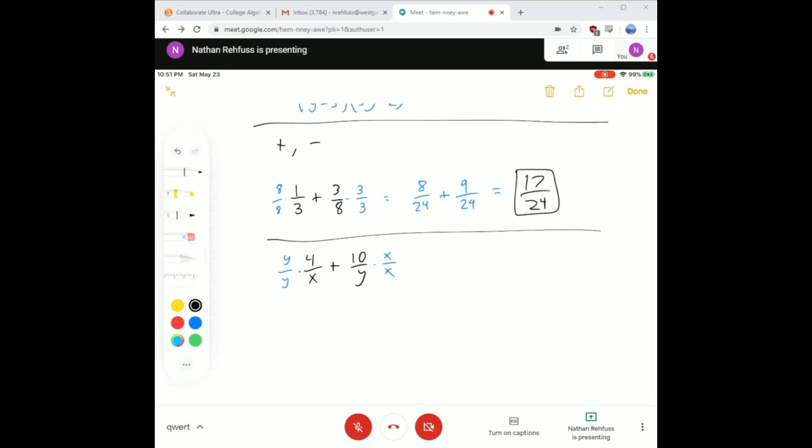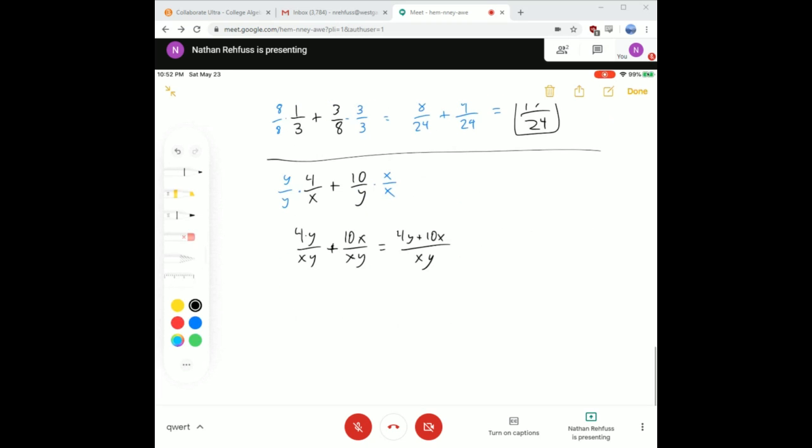Specifically, over on the left, we have 4 times y over xy, and on the right, we have 10x over xy. I'm kind of changing the order between steps, but it's okay because multiplication is commutative. The order does not matter. The sooner you get used to that, the better off you'll be. We have 4y plus 10x over xy here. That's as far as we can go.